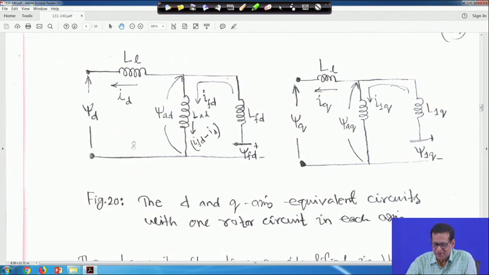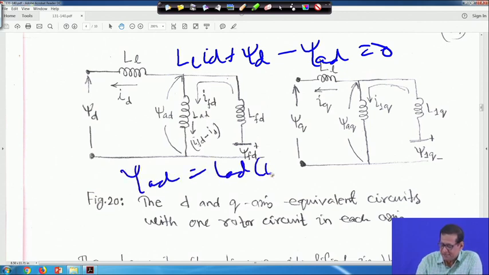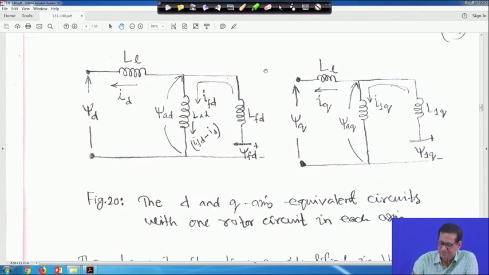For example, psi_ad will be L_ad into (I_fd minus I_d), right. And you can apply KVL also. If you apply KVL here, it will be L_l I_d plus psi_d minus psi_ad is equal to 0. You have seen these equations, and similarly, you can write psi_ad from here as L_ad into (I_fd minus I_d), right. In this mesh also you can apply KVL, right. So, whatever equations you have written, you can represent this way in the circuit, right.